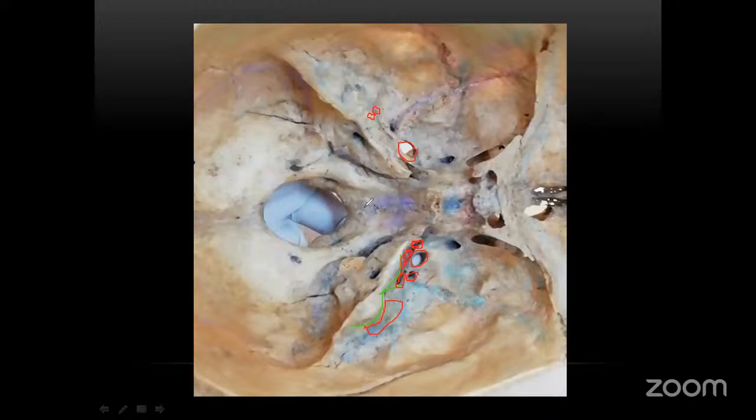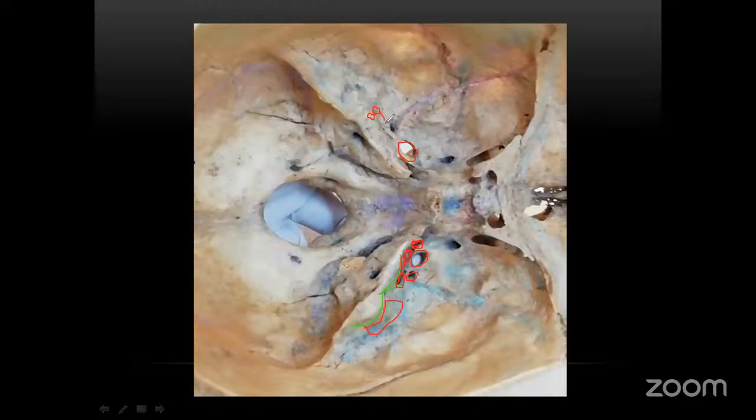Excellent. Greater petrosal nerve is the branch of facial nerve, and lesser petrosal nerve is the branch of glossopharyngeal nerve, ninth nerve. Okay, this is the area. Two foramens are there at the anterior surface, just posterior to this one. These are called the two foramens, the greater petrosal nerve and the lesser petrosal nerve.